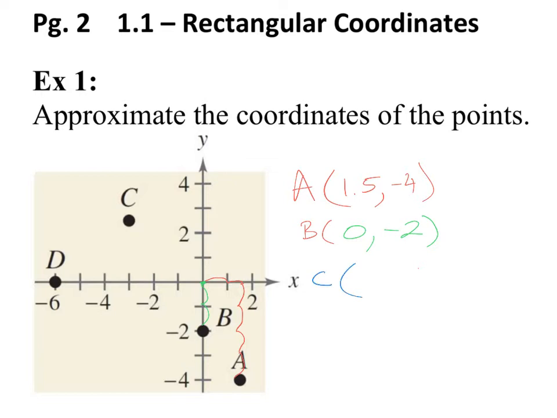For C, we're going to go back 1, 2, 3, and then we're going to go up 1, 2, and this is about 0.5. So we're going back 3, -3, and we go up 2.5. And for D, we are going to go back 3, 4, 5, 6, and we don't go up or down at all. So for the y, it's 0. All right, there's your coordinates for all the points. On to the next example.